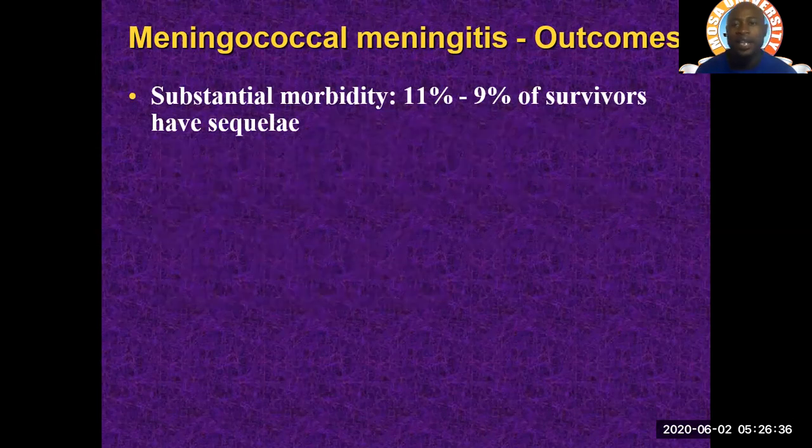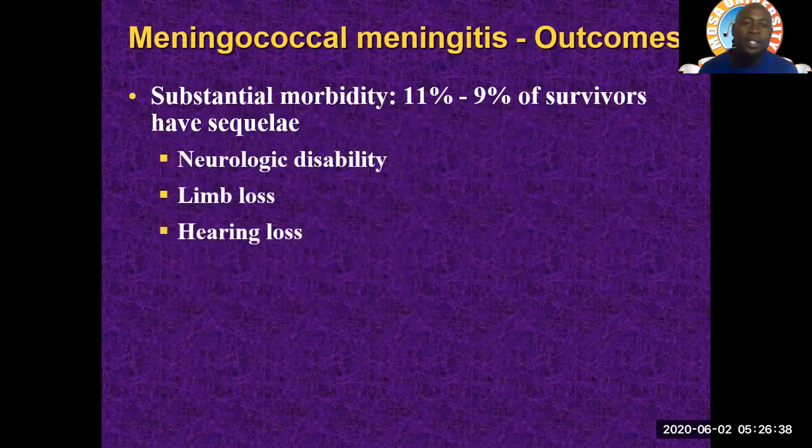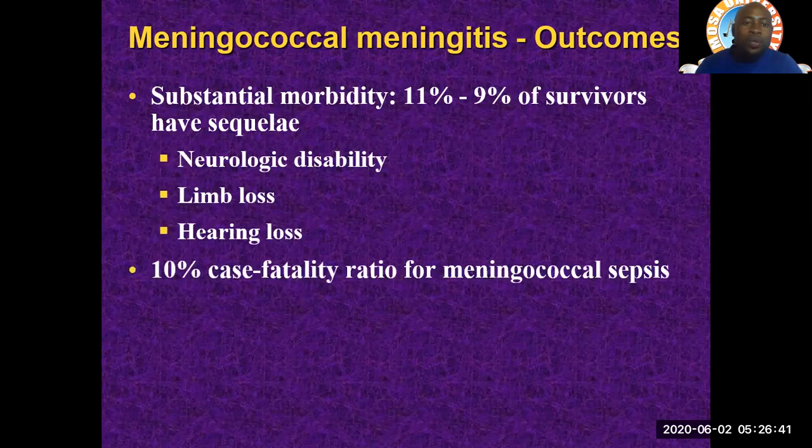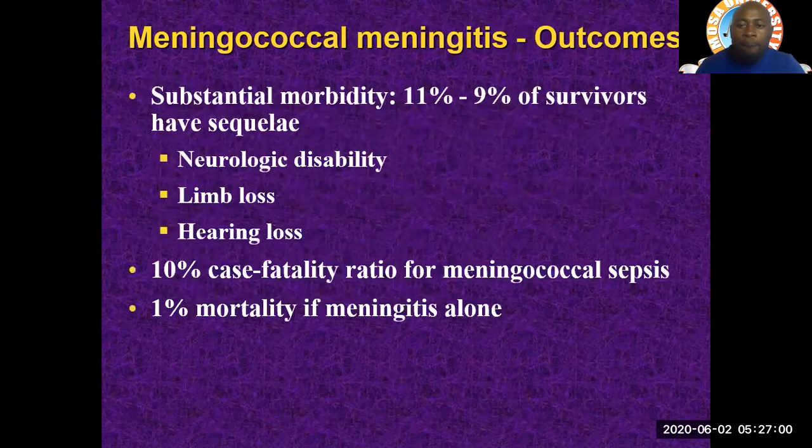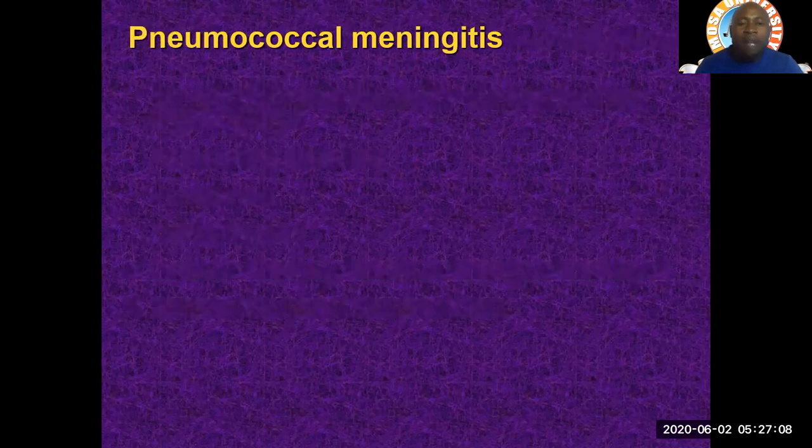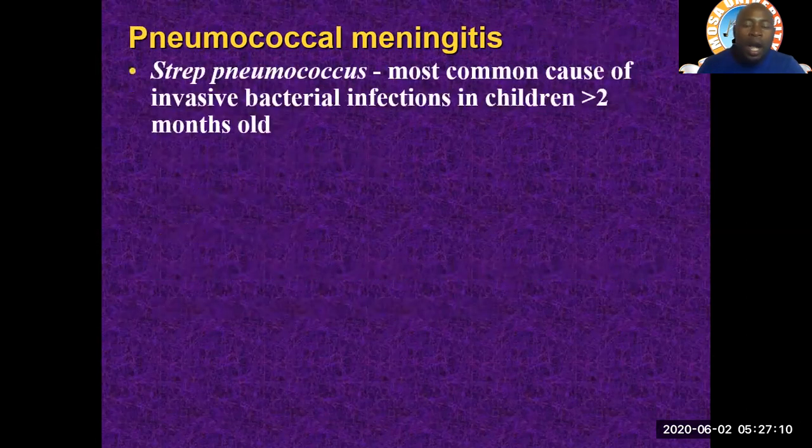Some of the survivors have what we call sequelae. These will present with hearing loss, others with limb loss, and also a lot of neurological disabilities that come along with them. In 10% of cases of meningococcal meningitis there will be meningococcal sepsis. There is 1% mortality if it is just meningitis alone.